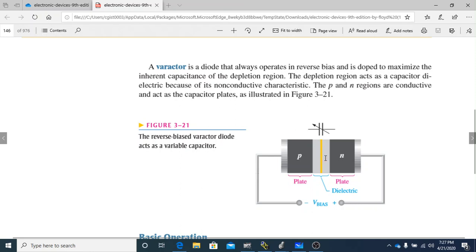And a dielectric, if you remember in a capacitor, is almost like an insulator between these two parts. The P and the N regions are conductive and act as capacitor plates. So basically we have the dielectric in between and we have the plates on either side, just like a capacitor.